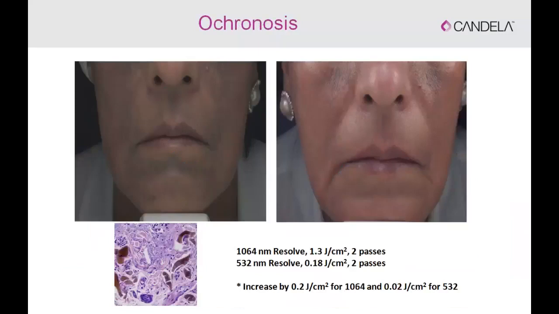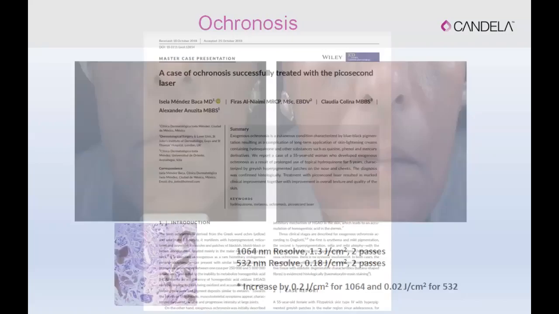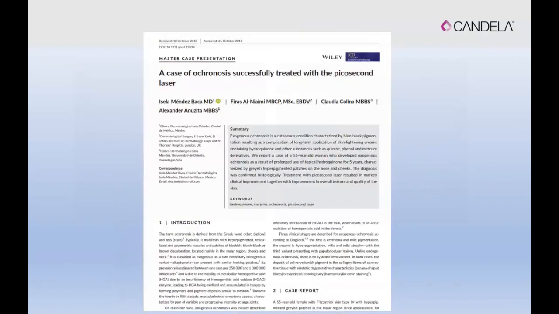This was a case of ochronosis that you can see, which is due to exogenous use of hydroquinone. Excessive prolonged hydroquinone use with high concentration can give this particular pigmentation. You can see below the nice banana-shaped structures in the histology. And in this case, we used the combination of the 1064 followed by the 532 Resolve with these fluences. And again, with subsequent treatments, you will increase the fluence with these increments and nice results. And I'm pleased to say that we have submitted this and we have published this.